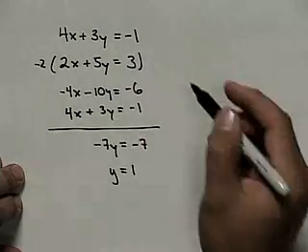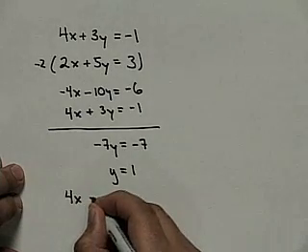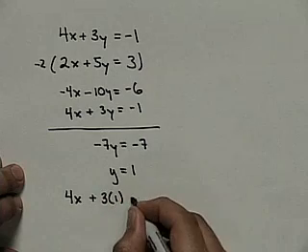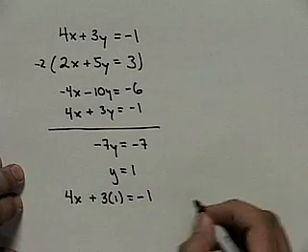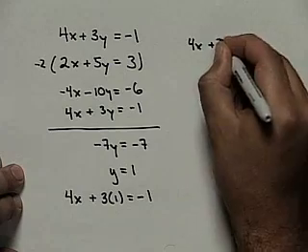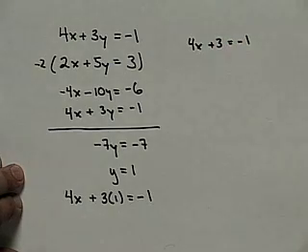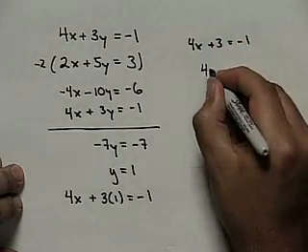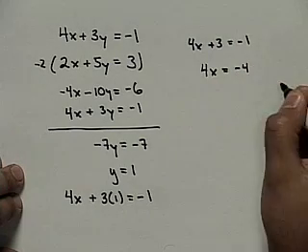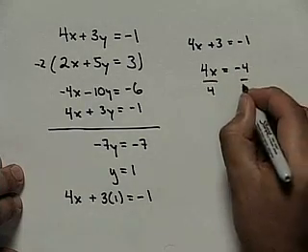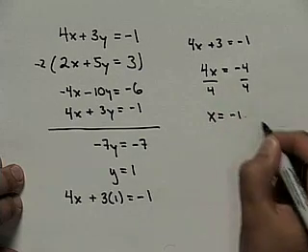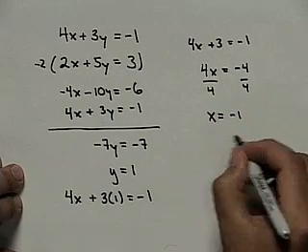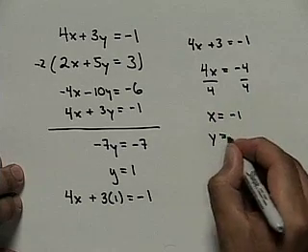Now, in order to find our value for x, what we need to do is take that value of y equals 1 and substitute it back into one of our original equations. So substituting y equals 1 back into the top equation, we have that 4x plus 3 times 1 should equal negative 1. So that's 4x plus 3 equals negative 1. Then subtracting 3 from both sides, we get 4x equals negative 4. And then finally, dividing both sides by 4, we get that x equals negative 1. So the answer for this particular problem is x equals negative 1 and y equals 1.